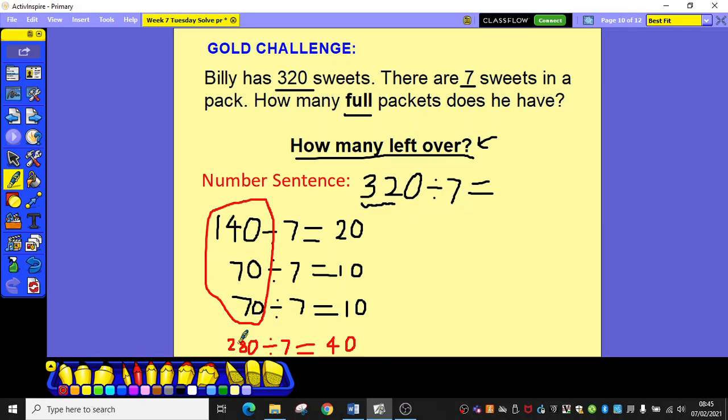So, okay, what have I got left then to get up to 320? Well, I'm left with 40. 40 divided by 7, okay? Now, if I think back to my multiples of 7, I know that 35 divided by 7 is 5. Okay, let's just write that down here at the bottom. 35 divided by 7 is 5.